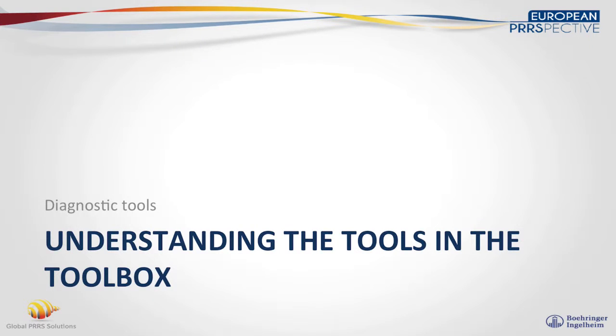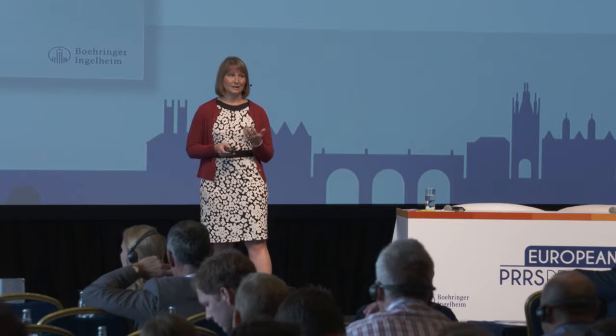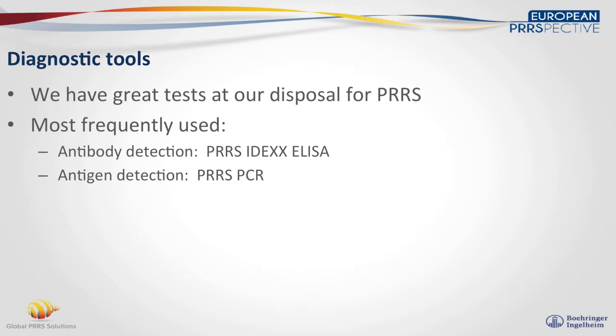So the diagnostic tools. First of all, we have to have a baseline of understanding. And again, I'm coming from this US perspective. So let's try to understand the tools that we have in our toolbox. In the United States, we think we have great tests. I didn't say they were perfect, just that they were great, right? And so honestly, we use 2 tests, and that's it. We just use the IDEXX ELISA and the PRRS PCR.